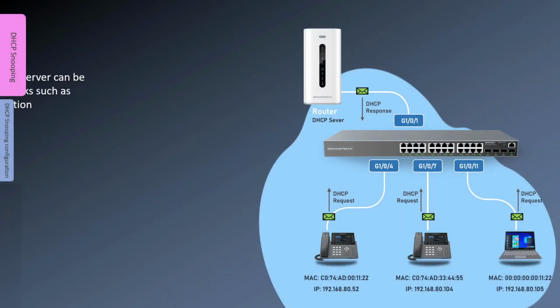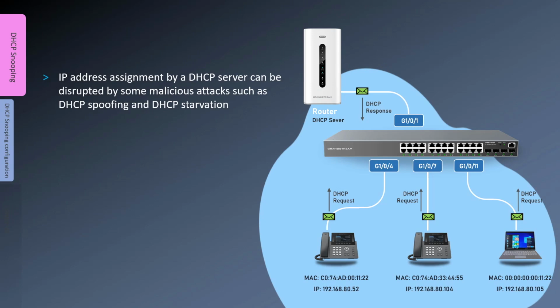As you might know, DHCP is a network protocol that automatically assigns IP addresses and other network configuration to connected devices. The hosts send a DHCP request, and the server dynamically offers an IP address in the DHCP response. This dynamic process can sometimes be disrupted by malicious attacks such as DHCP spoofing and DHCP starvation.